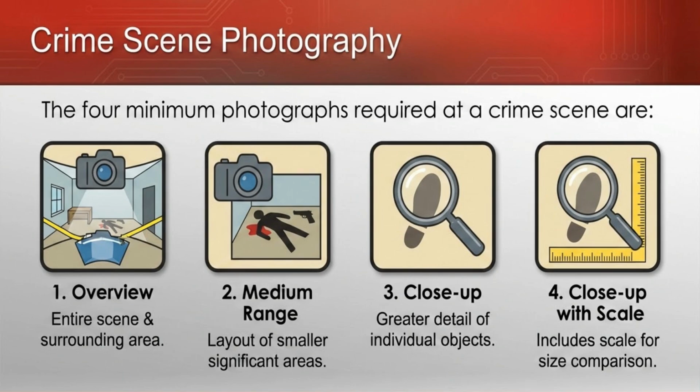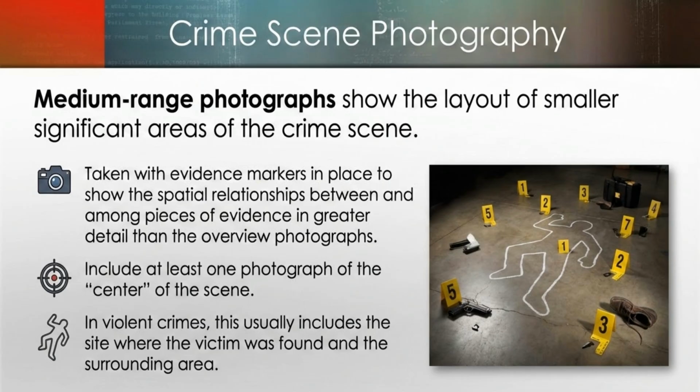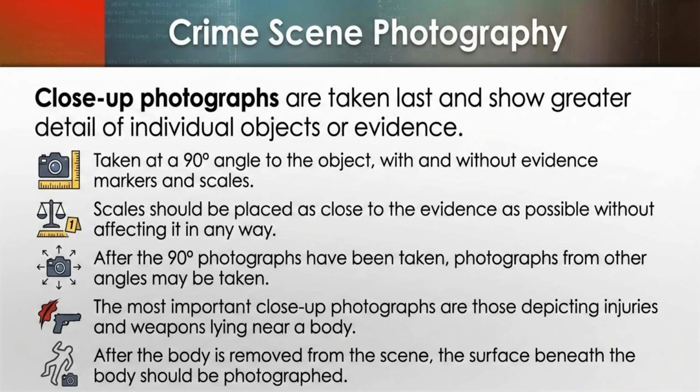In crime scene photography, the first photographs taken are an overview of the entire scene, followed by mid-range photos showing key evidence locations. Close-up photos, both with and without a ruler, are taken last to show detail. The four main types of crime scene photographs are overview, mid-range, close-up, and close-up with a ruler. This progression ensures thorough documentation of the scene and individual pieces of evidence.